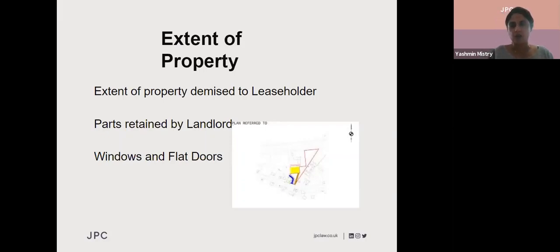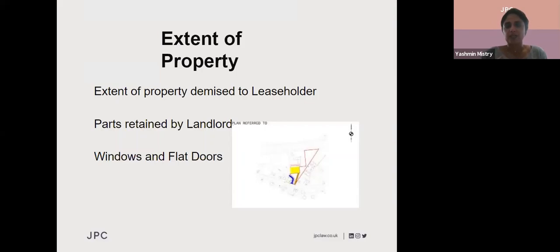I know that a lot of leases are either silent or very muddied in relation to what parts of the windows, doors or balconies are retained. I've dealt with leases that are either silent on the position, or it's kind of woolly and not really clear. In that situation, what we would have to do, and what any tribunal would do, is a process of elimination and a process of interpretation to come to the answer.